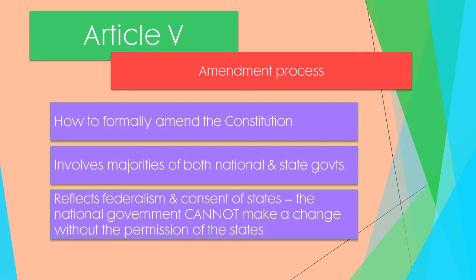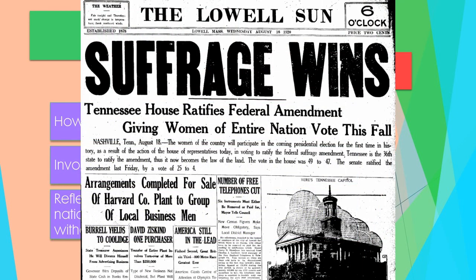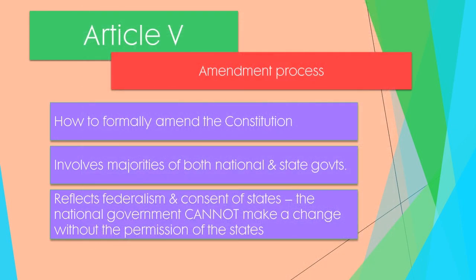And the important thing here to keep in mind is that in order to add an amendment, you have to have big majorities of both the national government and the states. This is important. This reflects the ideas of federalism because it is impossible for the national government to make a change to itself without the agreement of a big majority of states. So this is going to be the kind of thing that prevents us from easily getting rid of the Electoral College or easily putting term limits on congressmen or things like that. We have to have a big majority of states agree to any change in the Constitution.